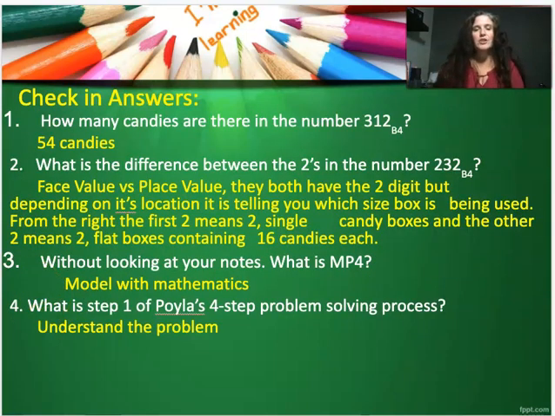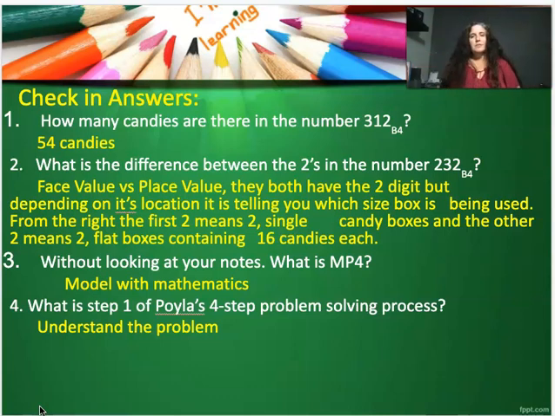All right, so 312B4 is actually 54 candies. How do I know that? Because I know the 2 is in the 4 to the 0 spot, or the units boxes. The 1 is in the 4 to the first spot, or the long boxes that contain 4 candies, and the 3 is in the flat boxes, which contain 16 candies each. So I would do 3 times 16, which is 48, plus one group of 4, right? So 48 plus 4 is 52, plus 2 units is 54 candies.